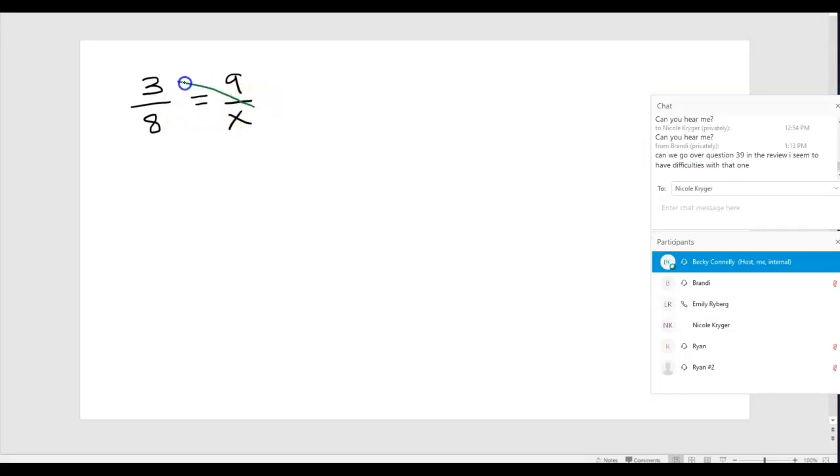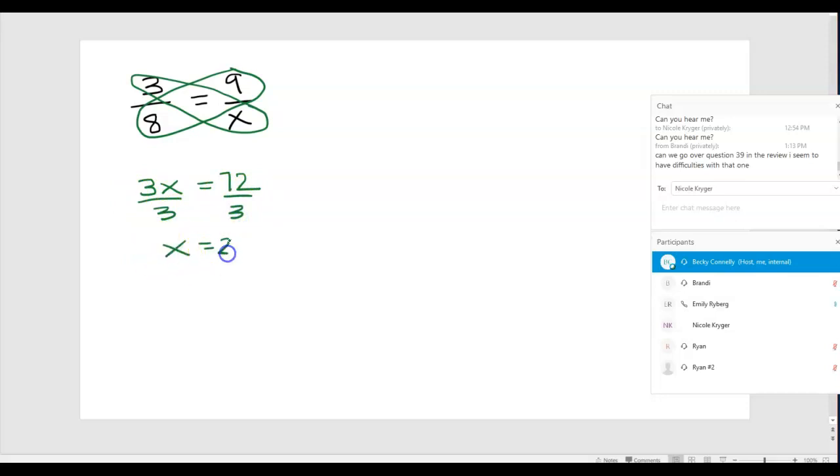So that means that we'll take the 3 and the x, we're multiplying along the diagonals. So we've got 3x on one side of my equation equals the other diagonal, 8 times 9, which is 72. And now that equation looks a lot easier to solve. All right, so what would we do from there to solve for x? Yeah, and what does that give you? Yep, so x equals 24 is your answer there.